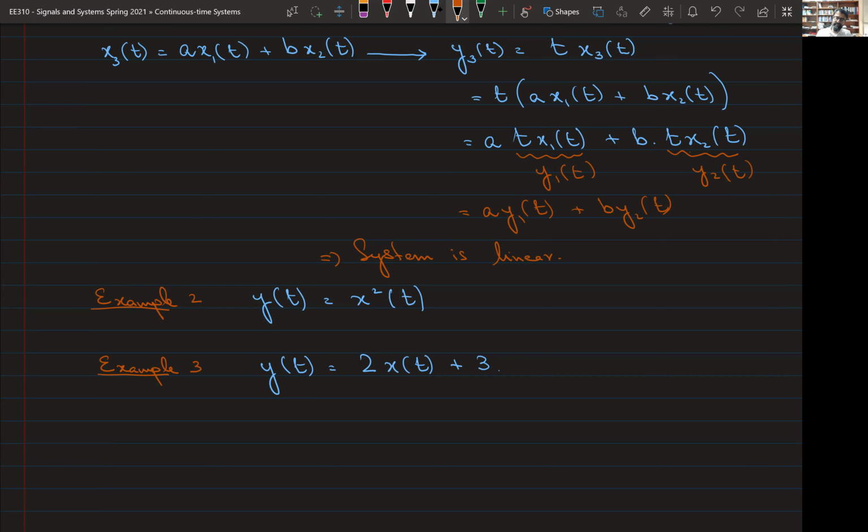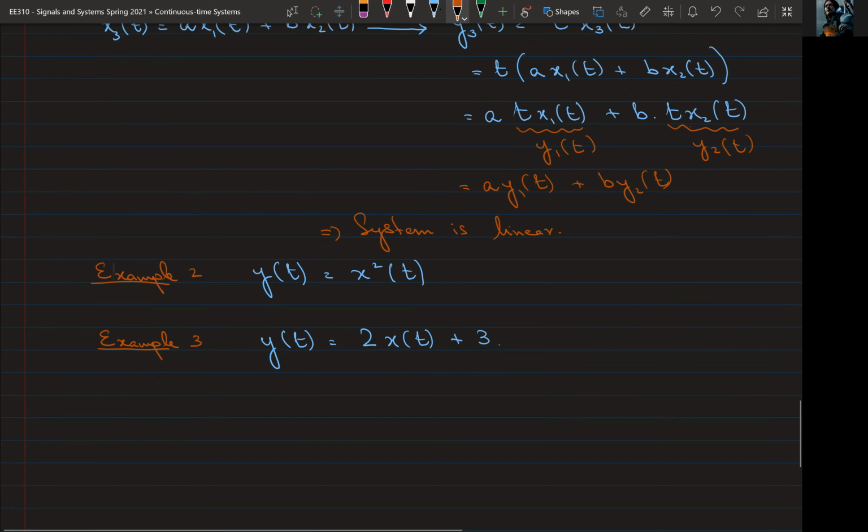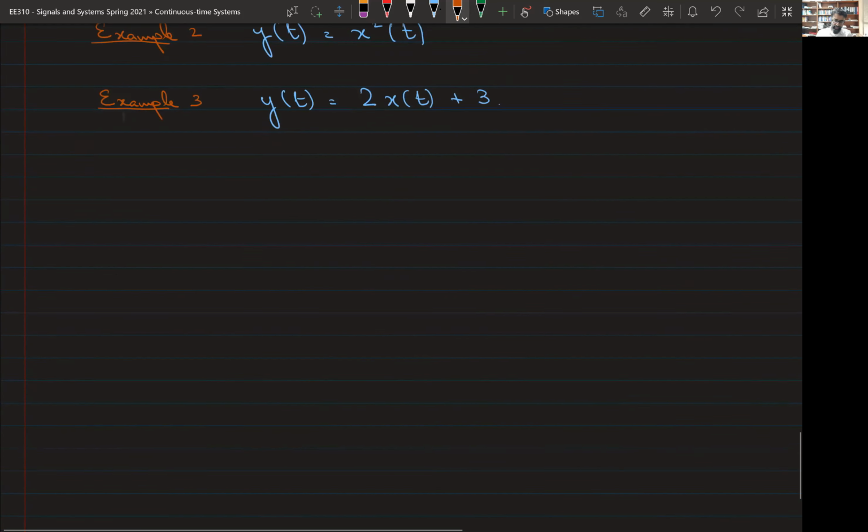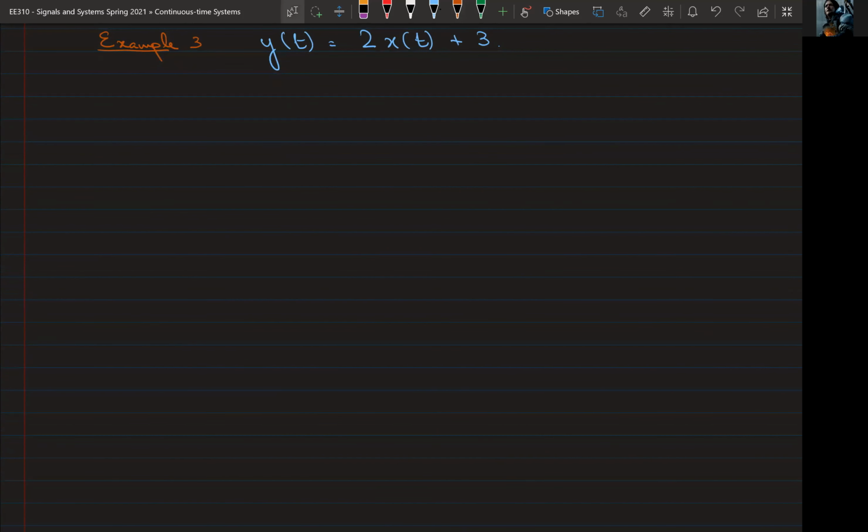But the question here is, is this system linear or not? That's what we're most interested in. Ahmed says no. Why do you say that, Ahmed? Because x square is non-linear. I'm not talking about x squared, I'm talking about 2 times x of t plus 3. It depends upon x of t, sir. If it is bounded, then it's linear. A system property is independent of what the input is. Systems have innate qualities, regardless of what the inputs are.